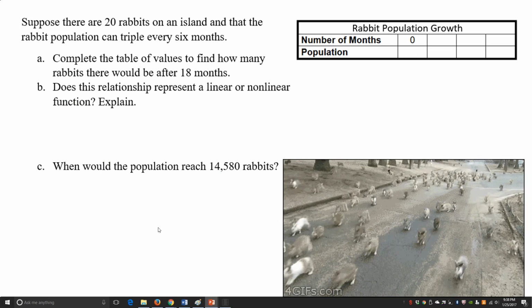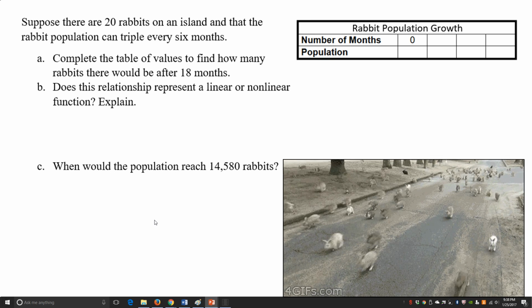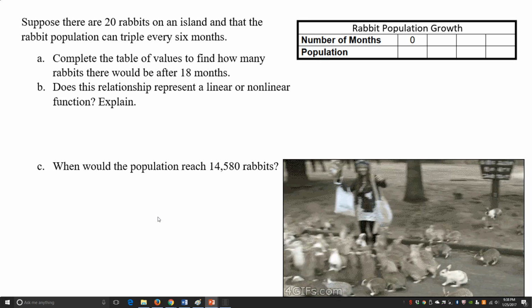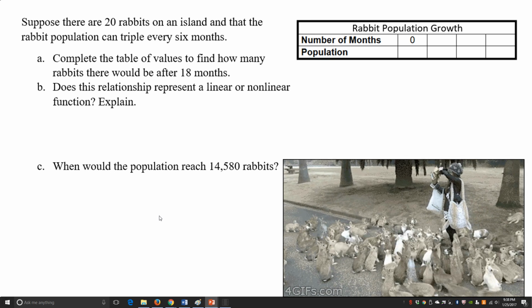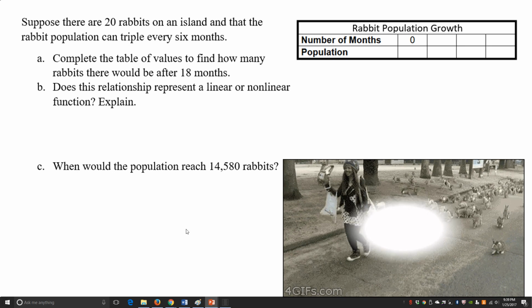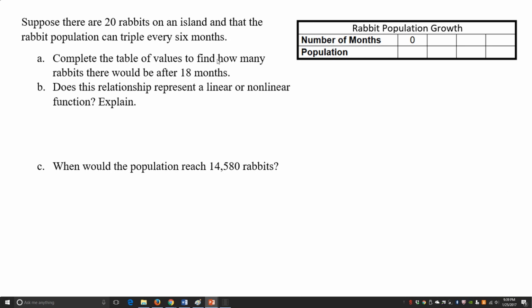Looking at this situation where 20 rabbits are on an island and this population of rabbits triples every 6 months. Therefore, we need to complete this table. First off, we start with 20 rabbits. So in the population at 0 months, we have 20 rabbits. Then it says every 6 months. So after 6 months have passed, the population triples. So 20 times 3, it's tripling, is 60.